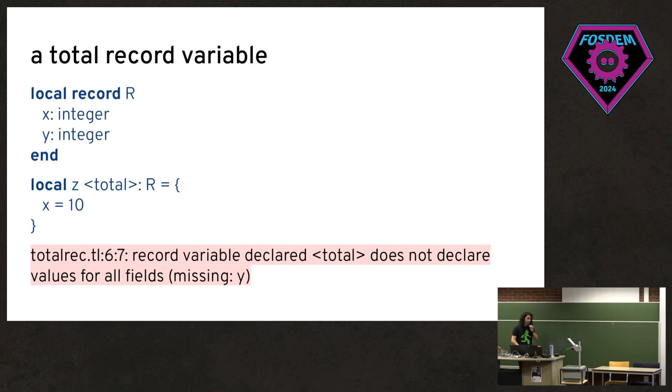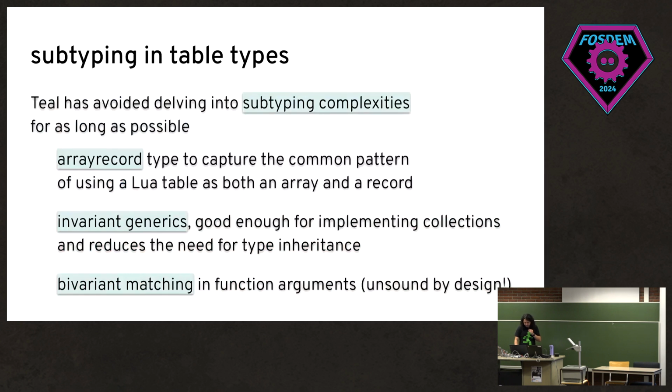So essentially we did the same for records. You can specify a total record, and for that use case where I'm declaring a table and I want everything to be in it, you can specify that. Again, it's a lighter weight solution than the whole solution, but it's something that already gets you a long way.